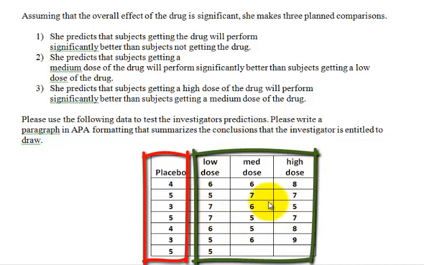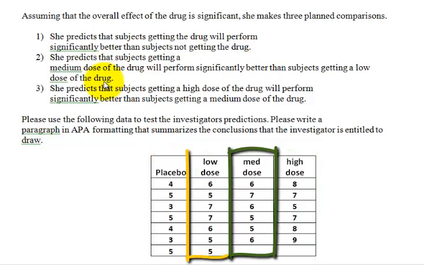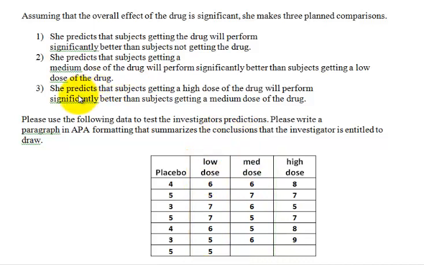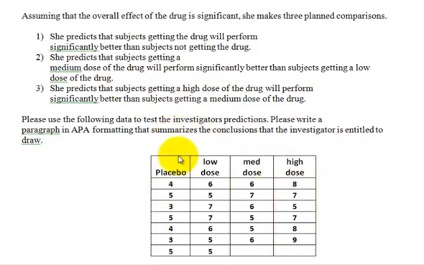The second comparison is going to be the low dose versus the medium dose. And the last prediction is high versus medium, so it's going to be these two. To recap, the first comparison is the placebo against these three as one giant group. The second one is the low versus the medium. And the last one is the medium versus the high.